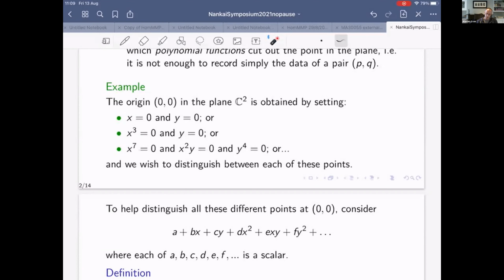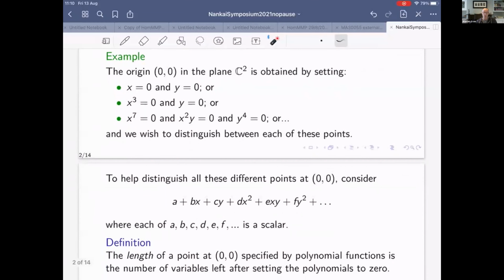Now, for each of these points, to help me distinguish them, not to entirely distinguish them, but to help, I'm going to introduce the notion of length. For the moment, let's just look at the length of a point at the origin, one of these we've looked at. So if it's specified by a collection of polynomial functions, and since I'm looking at the origin, let's assume it's specified by monomials, as these three examples are, then all I'm going to do is substitute X equals 0, Y equals 0 into this formal power series, and then see how many variables are left. And the number of variables that are left is going to be the length of that point.